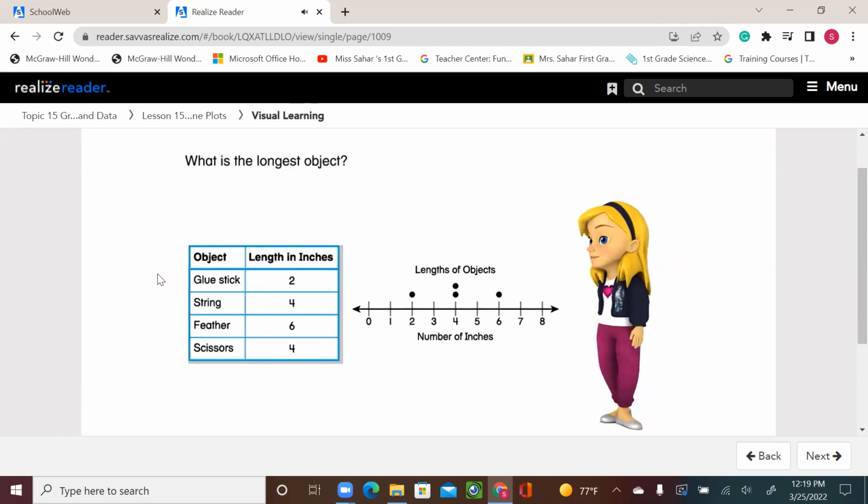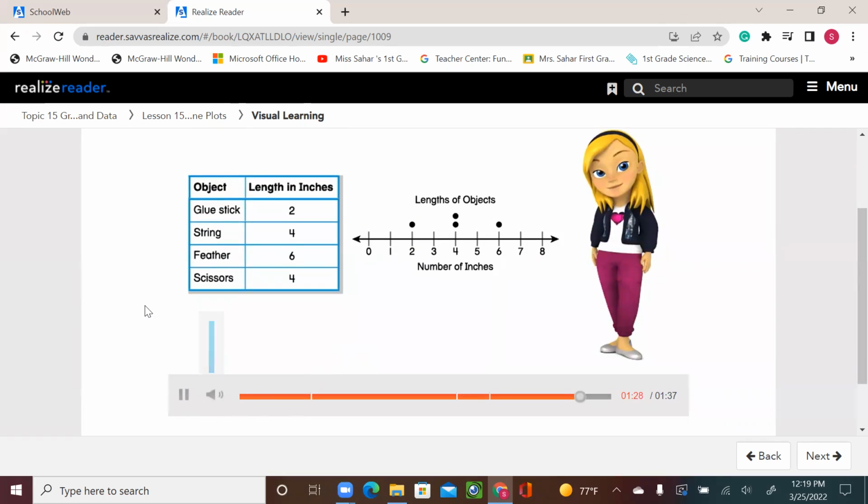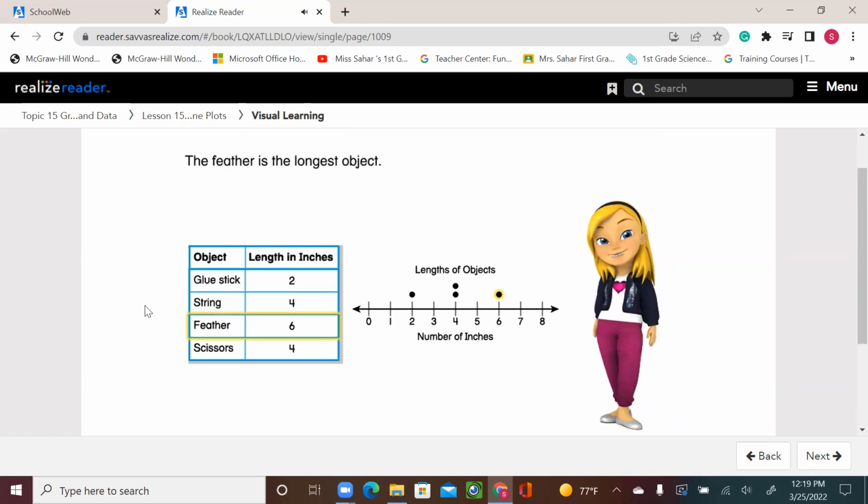What is the longest object? So using the number line and the line plot, you can see easily that the glue stick was the shortest, both the string and the scissors were the same length, and the feather is the longest. The feather is the longest object. Now you know how to use a line plot to display data.